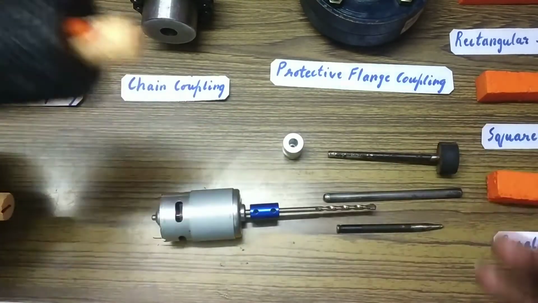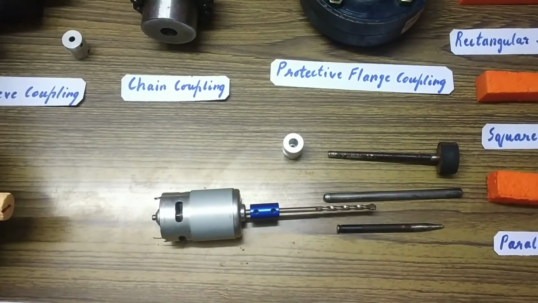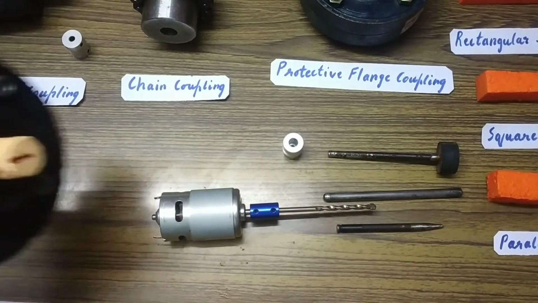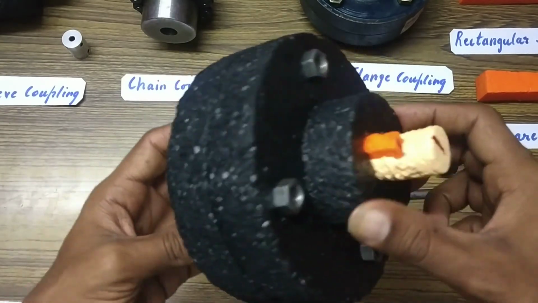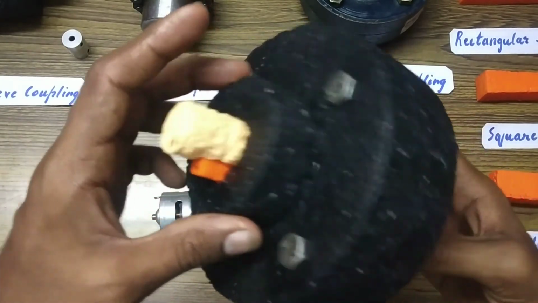So now let us see the next coupling. This is a flange coupling. This has a slightly larger number of parts. We'll study about this in the next video.